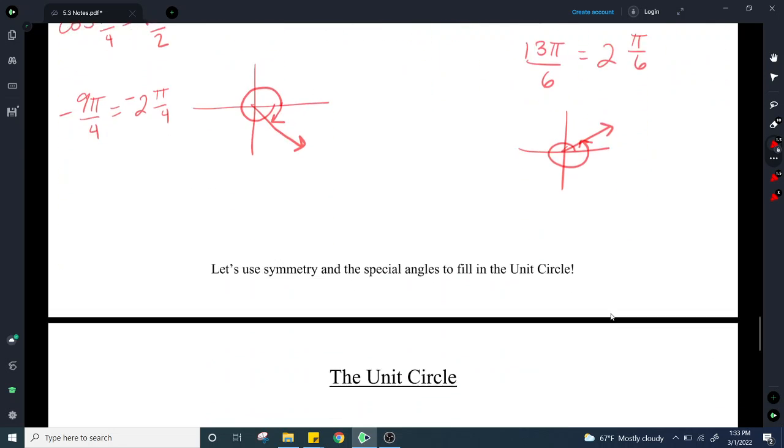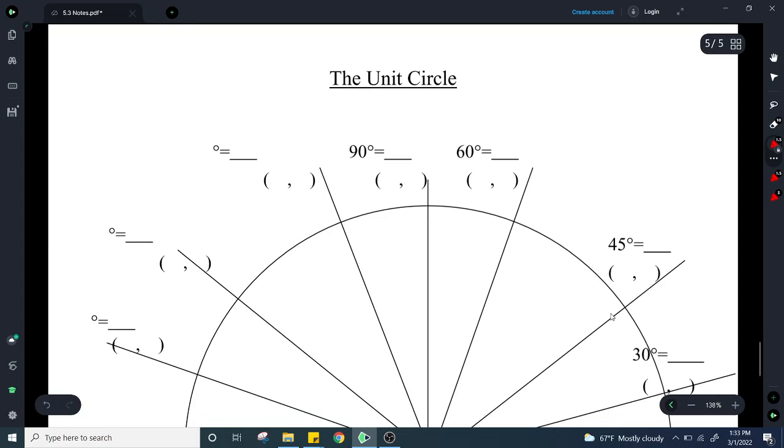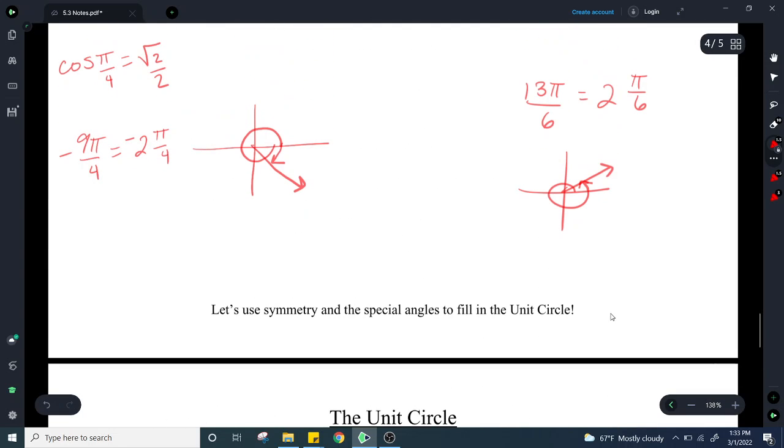Okay. I'm not going to do the unit circle right now. I want to do that with you guys as a group. So hang on to this and bring that to class tomorrow, and we will take a look at filling the whole circle in. All right.